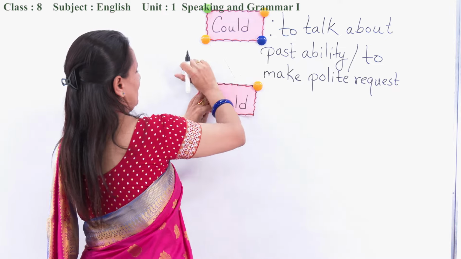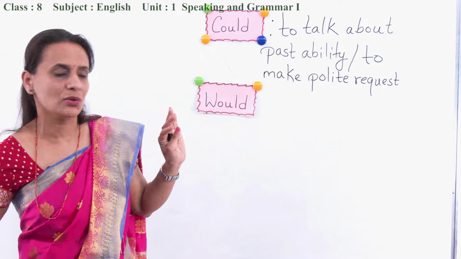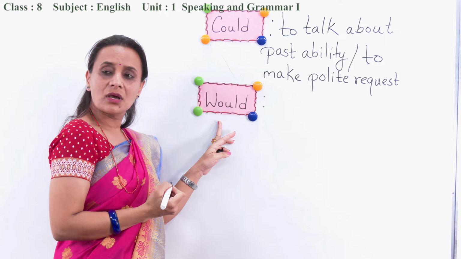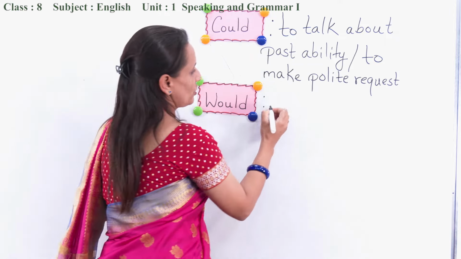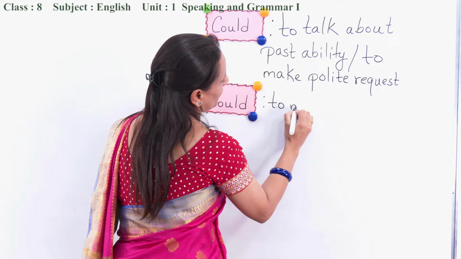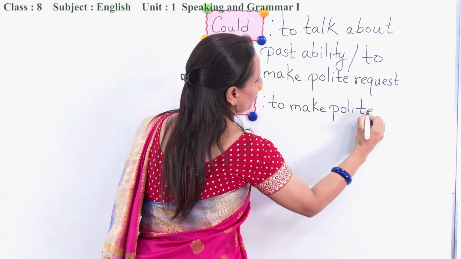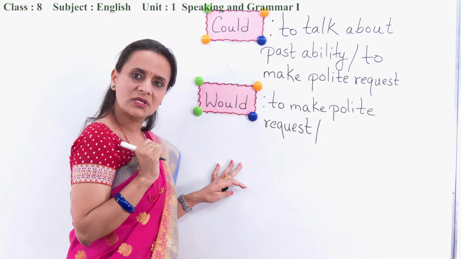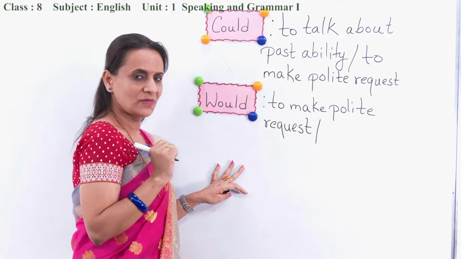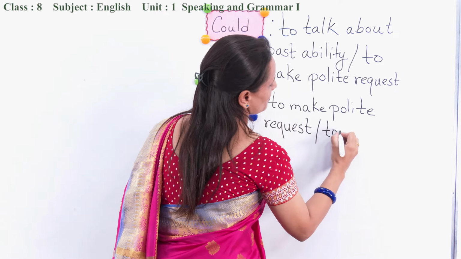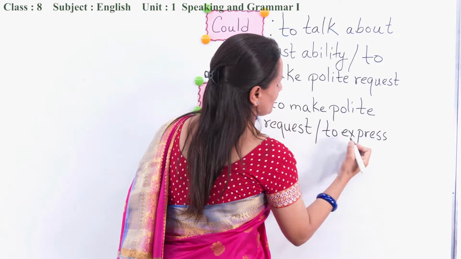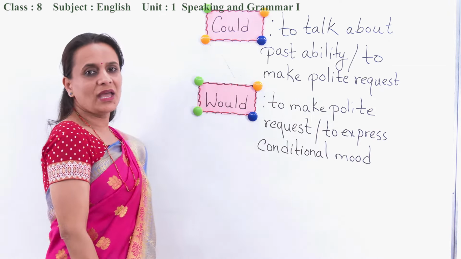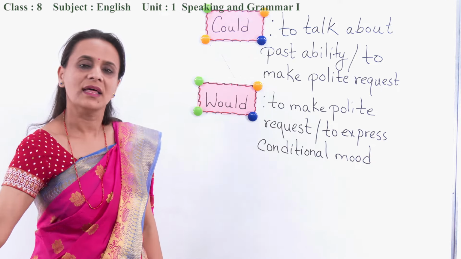We did it in the example also, in our conversation also, okay? And would is also used to make polite request, and it is used to express the conditional mood also, okay? To express conditional mood. Now we have one more word, that is can.